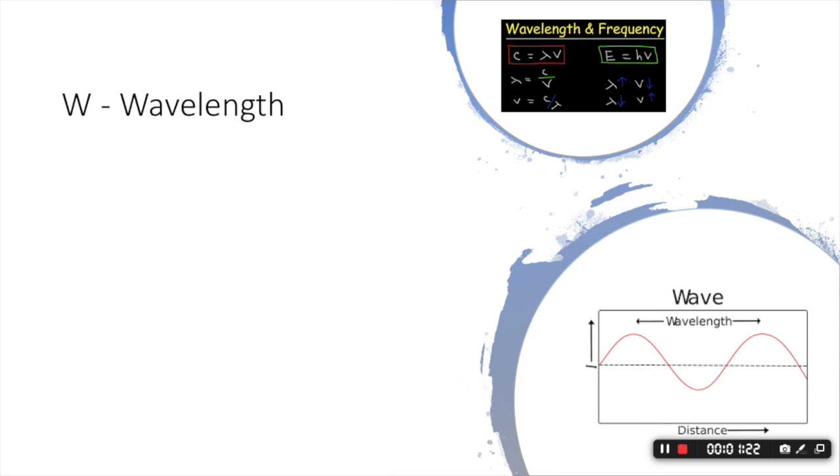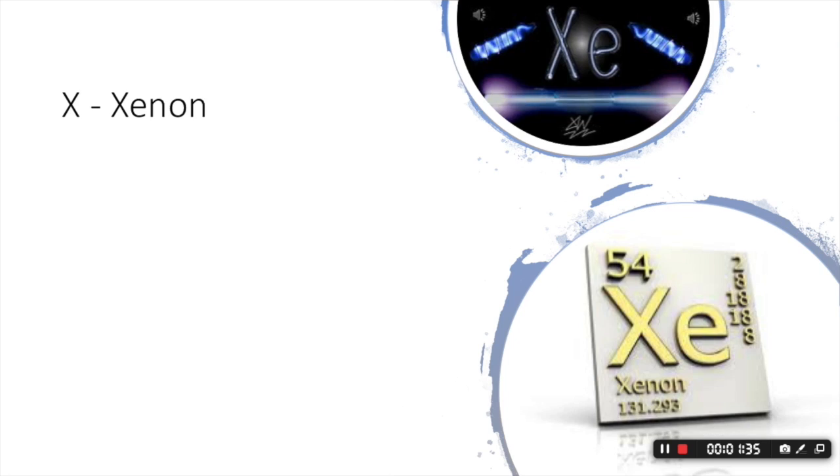W is wavelength. We look at wavelength in chemistry when we look at energy and frequency. As you increase wavelength, the energy decreases, and as you decrease wavelength, the energy will increase. Wavelength is used in multiple different equations in chemistry.